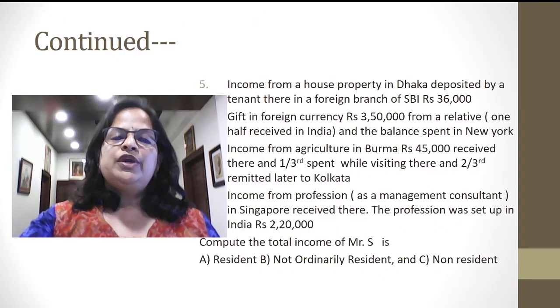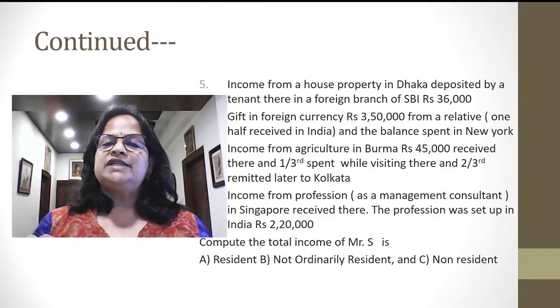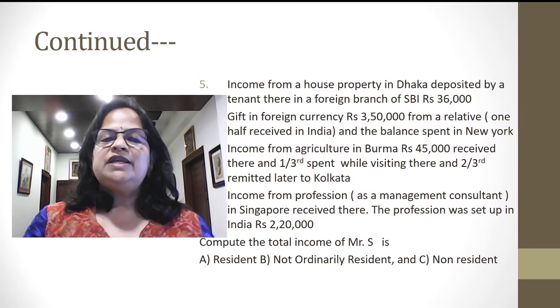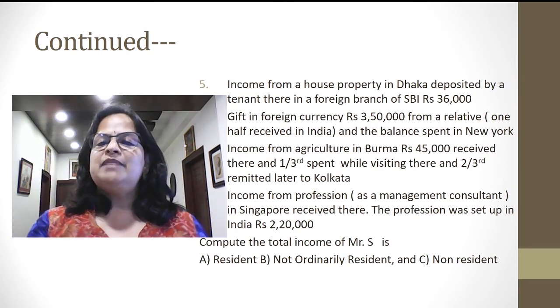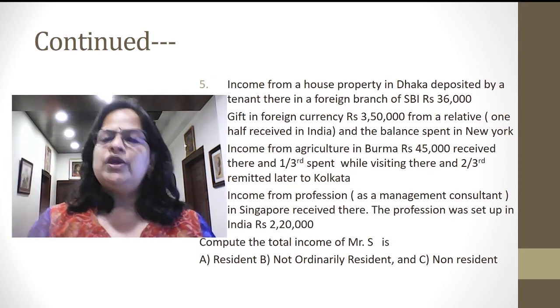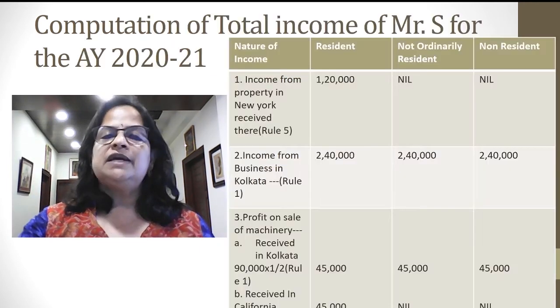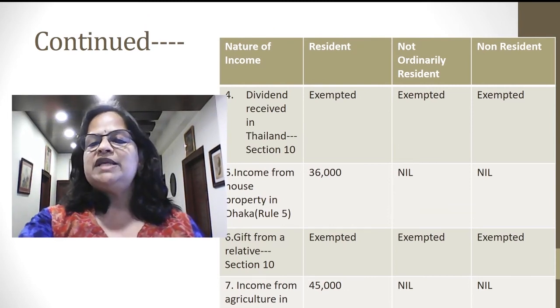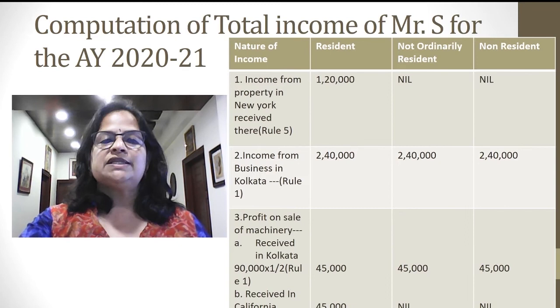Now, point number 6, gift in foreign currency. Gift, I always told you the treatment. Rupees 3,50,000 from a relative, one half received in India and the balance spent in New York. How he spent the amount we will not consider. Gift from a relative is exempted under section 10. You have to write exempted in all the cases.